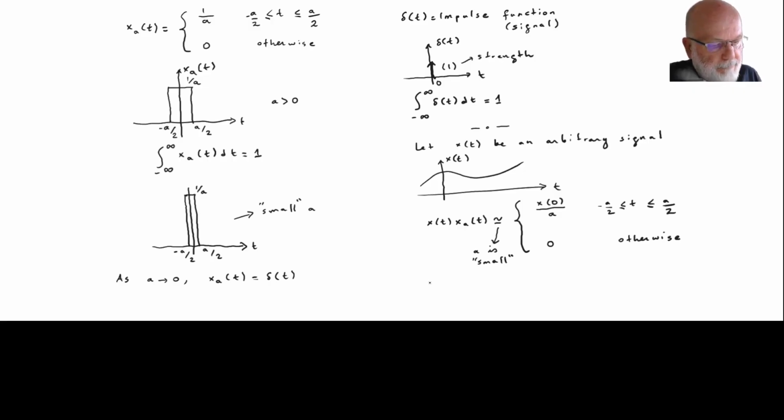Then, if we integrate x of t times xa of t from minus infinity to plus infinity, this will be approximately equal to x of 0. Okay? Of course, this approximation is valid for sufficiently small values of a.